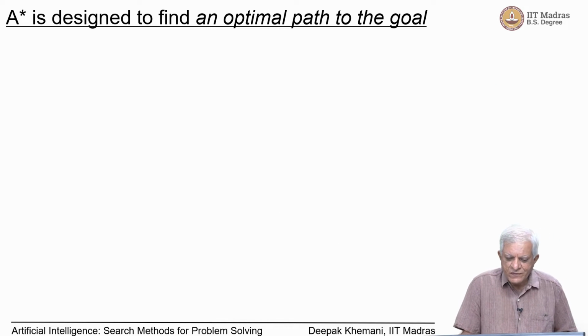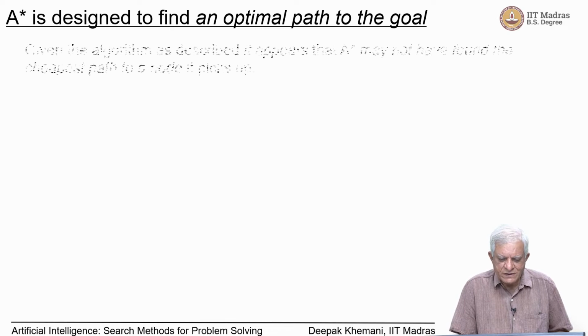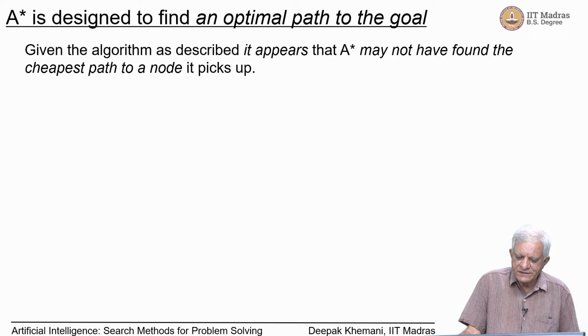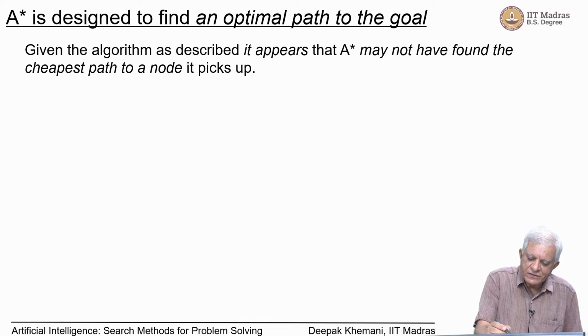A star is designed to find the optimal paths to the goal. I mean, that is the goal of designing this algorithm. But given that, it appears that A star may not have found the cheapest path to a node that it picks up. Why do we say that?